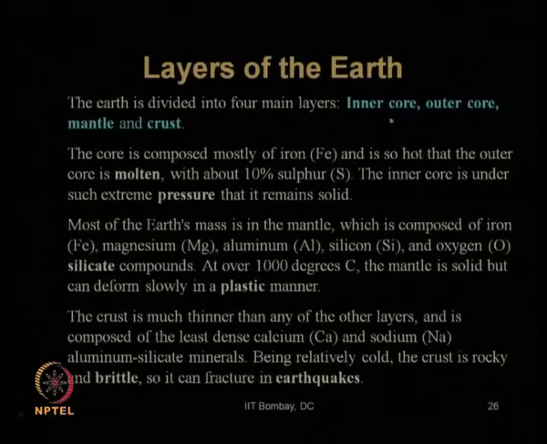So, the layers of the earth, as we have just now seen, major four main layers we can say: inner core, outer core, because they are of different types of material. One is fluid, another is heavy solid. So, inner core heavy solid, outer core is fluidic material, then mantle and then crust. The core is composed mostly of iron and is so hot that the outer core is molten. That is why we mentioned just now it is in the fluid state with about 10% of the sulfur.